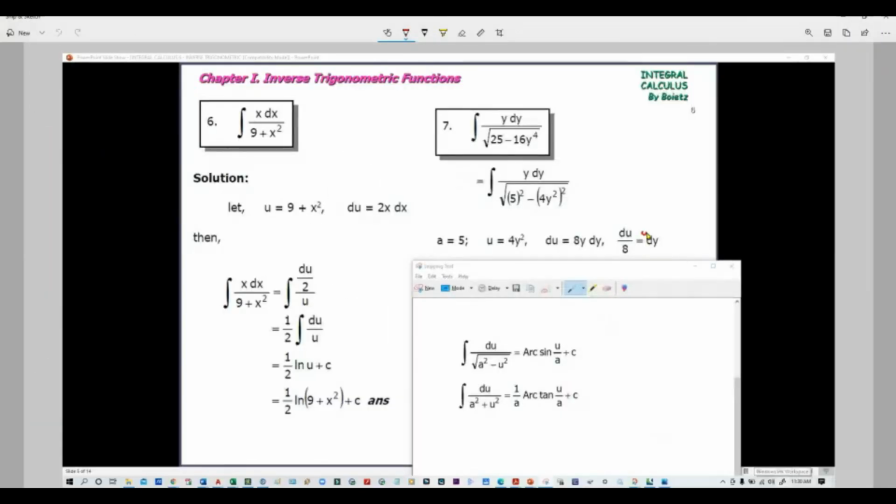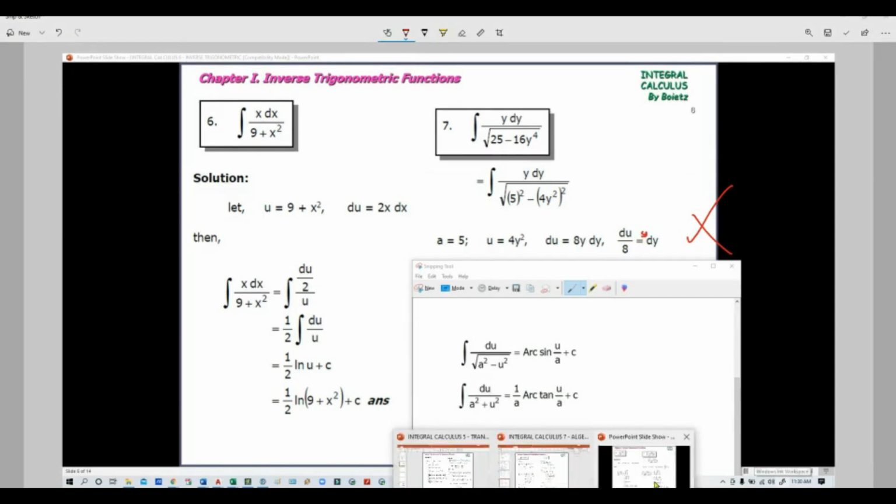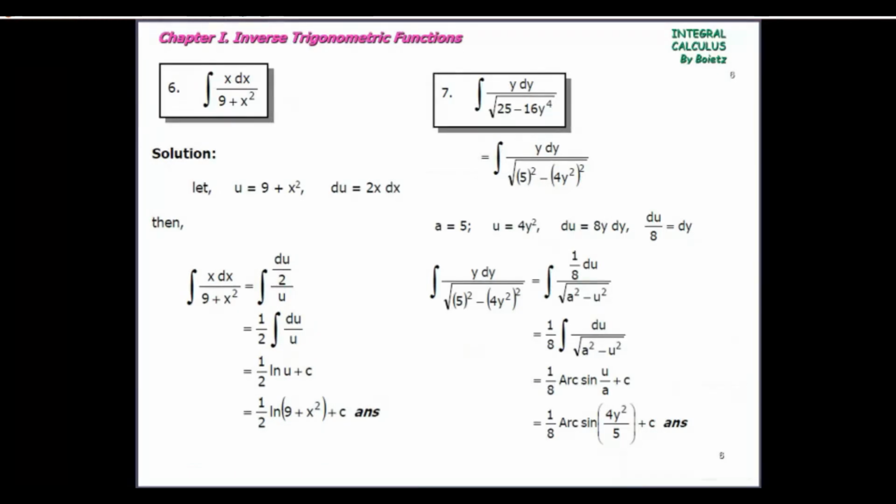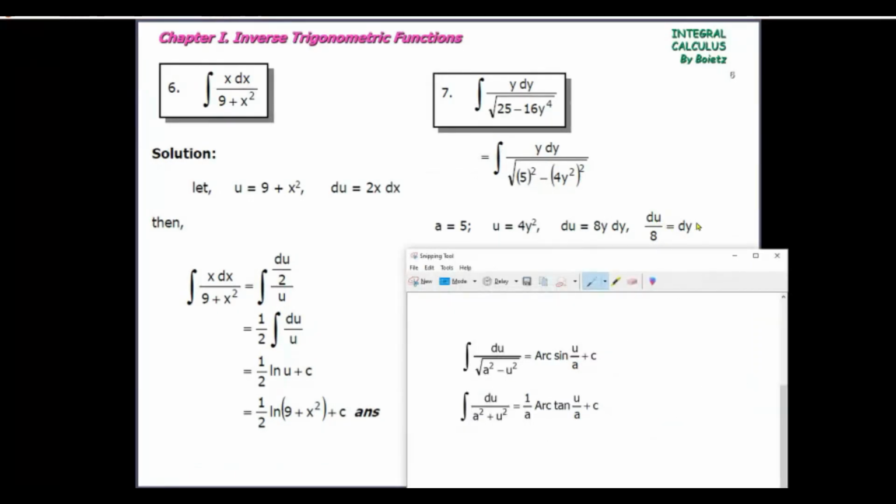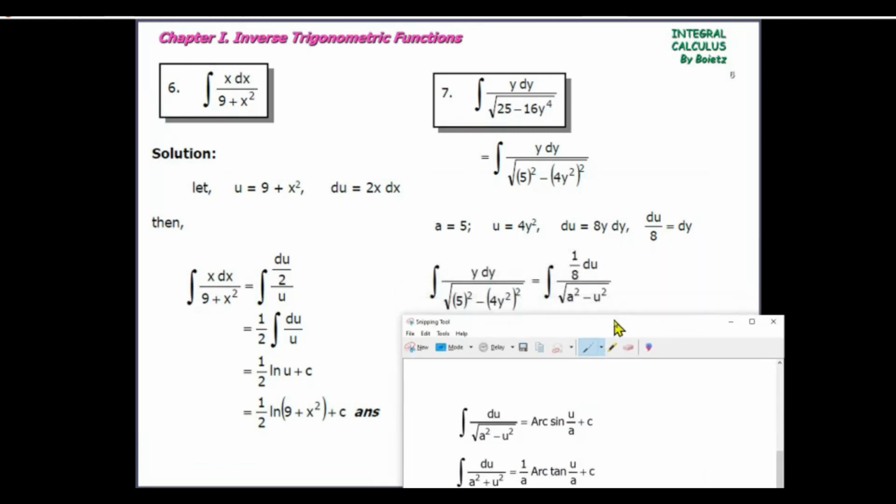Ito meron pang y dito na isa. Y dy. Okay? So, du over 8 is equal to y dy. Ayan, o. Balik lang ulit ako sa PowerPoint. So, this is times y pa yan. Then, this is square root of, yung y dy is 1/8 du, or du over 8.